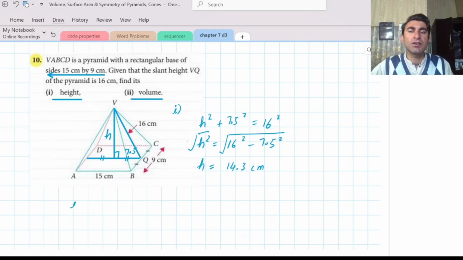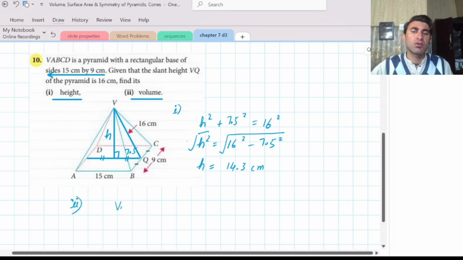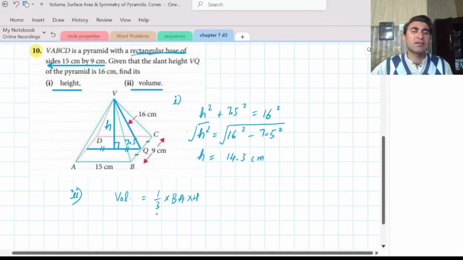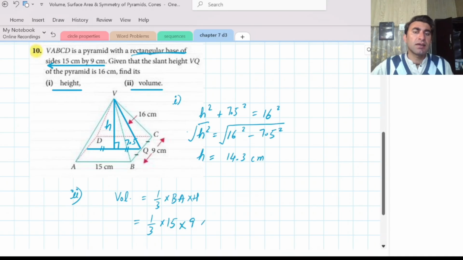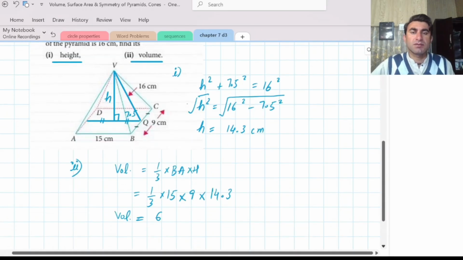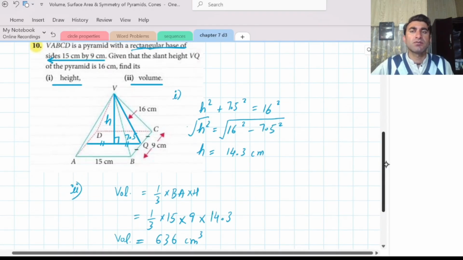Now in order to figure out the volume of a pyramid, we know volume equals 1/3 the base area times height, and as it is a rectangular base pyramid, the area of a rectangle is definitely length multiplied by width, so it will be 15 times 9, and then we multiply it with the height, which was 14.3, and again use a calculator to figure out the value of volume, which now becomes 636 centimeter cube. So this was question number 10.